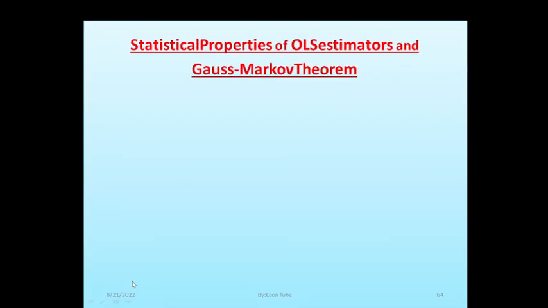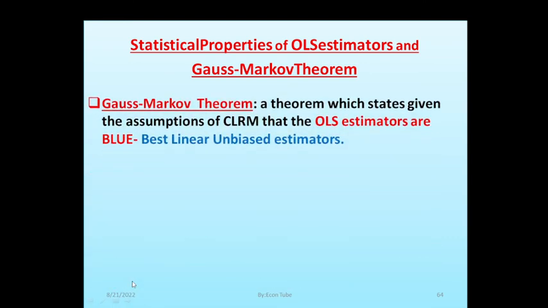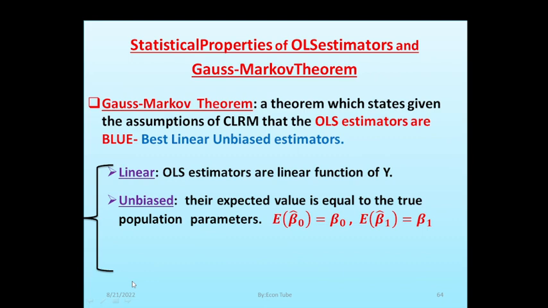So there are some statistical properties of OLS estimators and the Gauss-Markov theorem. According to this theorem, which states that given the assumptions of the classical linear regression model, OLS estimators are BLUE. BLUE means best, linear, and unbiased estimators. It must be linear, meaning OLS estimators are linear functions of the dependent variable y. They must be unbiased: their expected value is equal to the true population parameters. The expected value of beta naught hat must be equal to the population parameter beta naught. The same holds for beta 1.